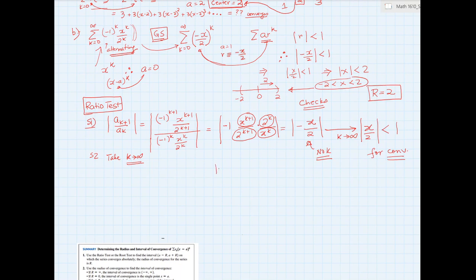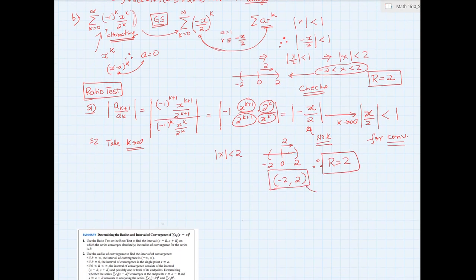So again, this means the absolute value of x is less than 2, which means you are between -2 and 2. Center is 0, radius is 2. So therefore r is 2, and the interval is -2 to 2. But again, we can't make this claim because we have to check the endpoints to be sure. And we are skipping that part in this particular question.